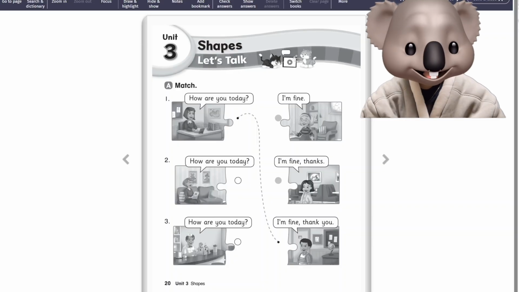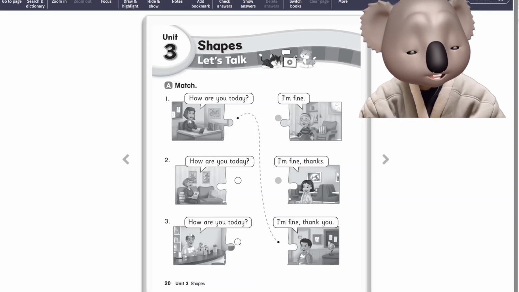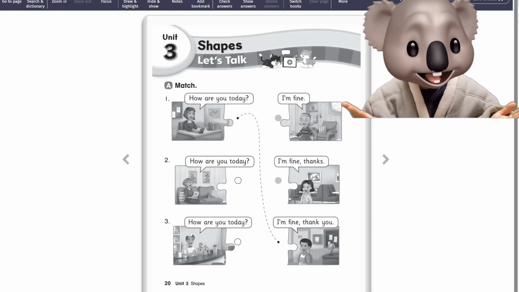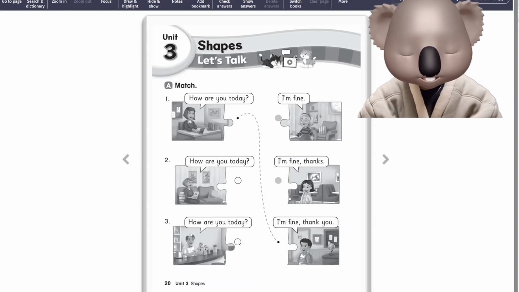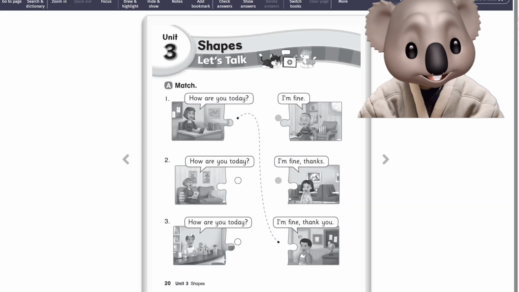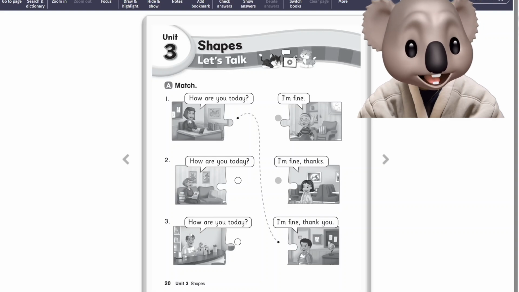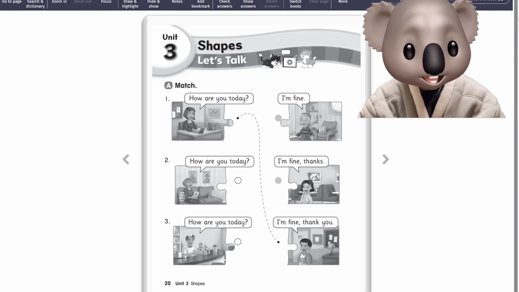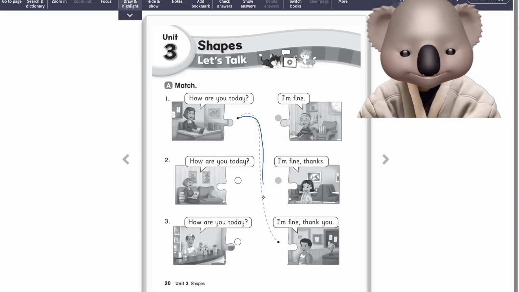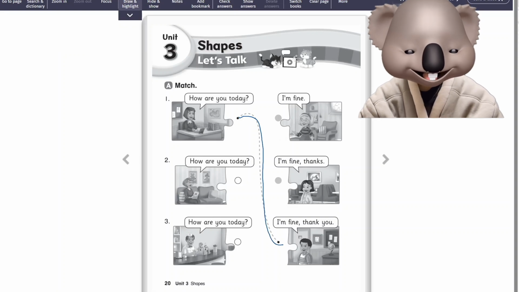On page 20, we're going to match. Remember, match means 맞는 걸로 연결하기. In number 1, the question says, how are you today? Let's find the picture that answers the question, but we need to make sure they're in the same room. The teacher looks like she's in a classroom. So let's look at the pictures on the right to see where the classroom is. I'm fine, thank you. Great job.